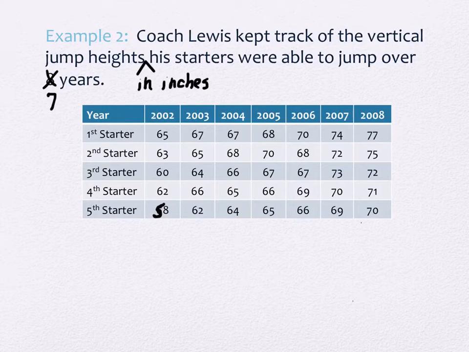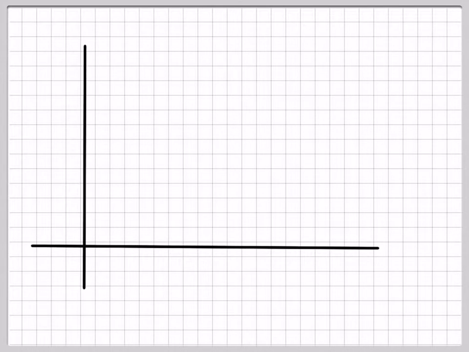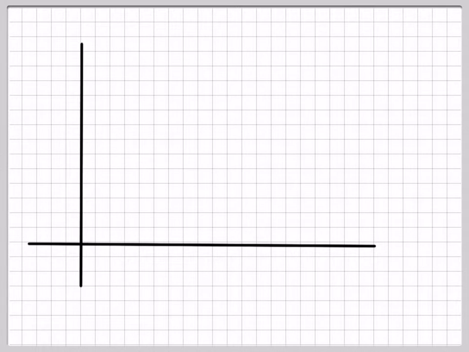Okay? So I'm going to actually pull up a screen in here where I have access to a grid. I think a medium grid's probably big enough. Okay, and we're going to do just like we did before. We're going to create that X and Y axis, or that horizontal vertical axis. And we need our years to be separated out, and we need our vertical jump heights to be separated out.